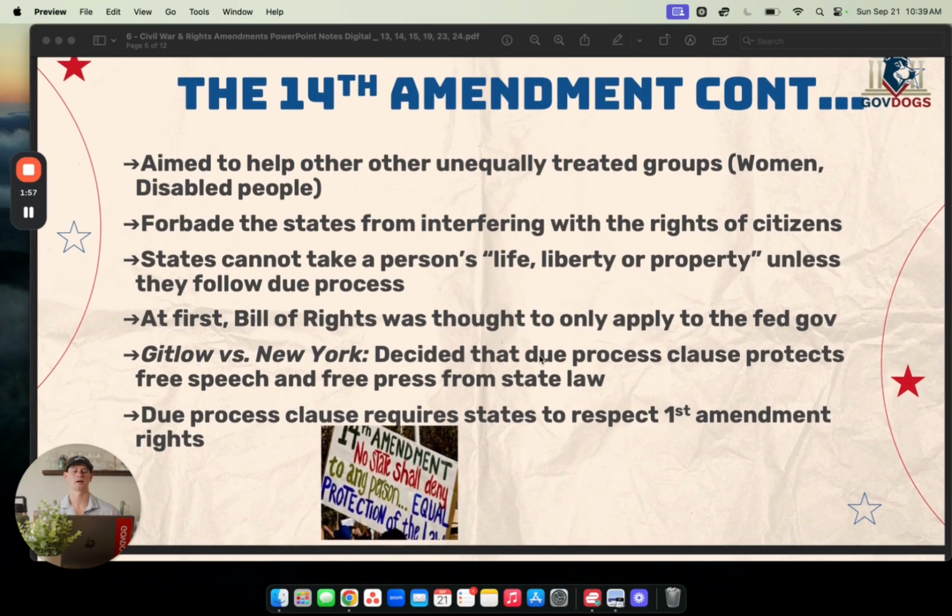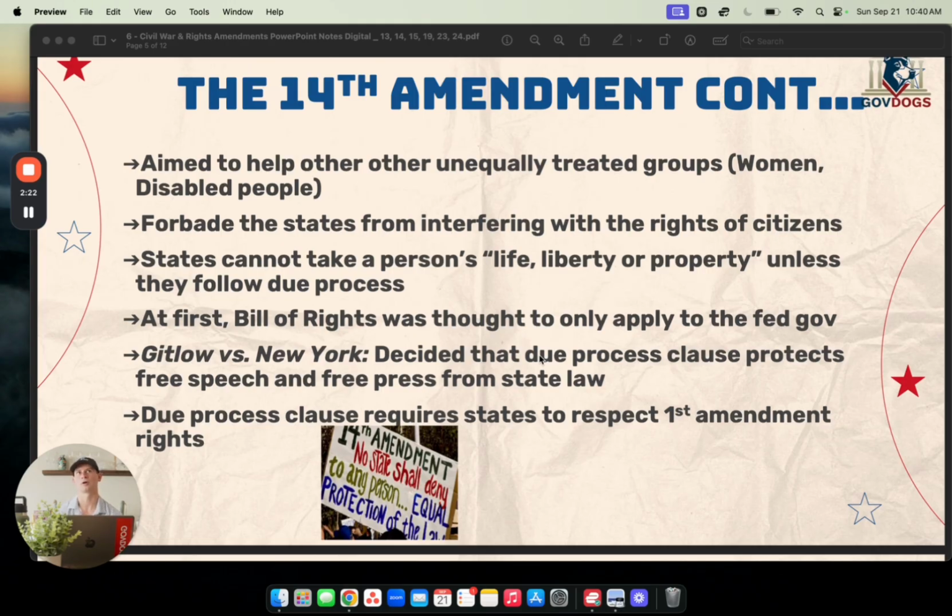It also aimed to help other people who were unequally treated, such as women and disabled people. It forbade the states from interfering with the rights of citizens, and states could not take a person's life, liberty, or property unless they follow due process. Again, one of those Fifth Amendment protections. So the 4th and the 5th are kind of one and the same. At first, the Bill of Rights was thought to only apply to the federal government, but Gitlow versus New York decided that due process protects free speech and free press from state law.